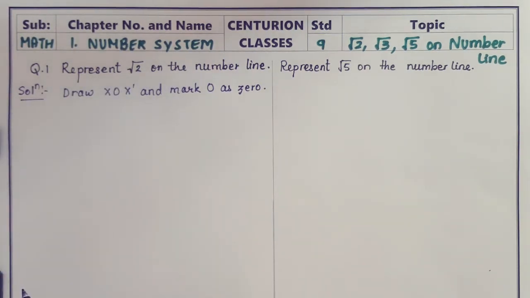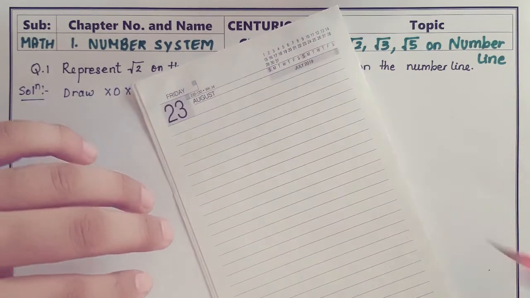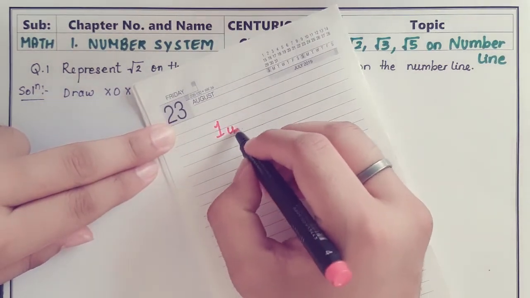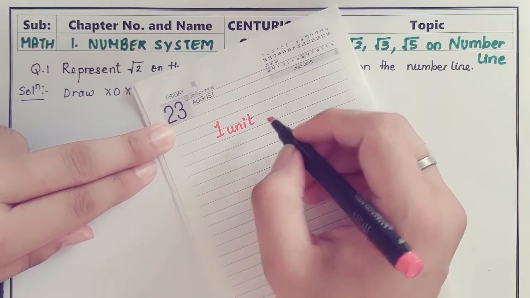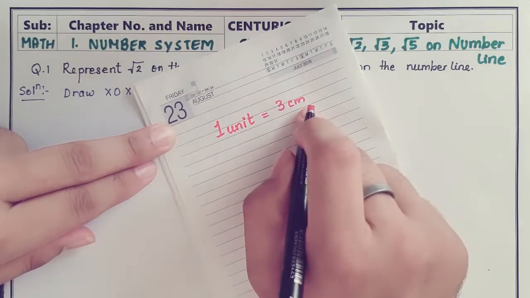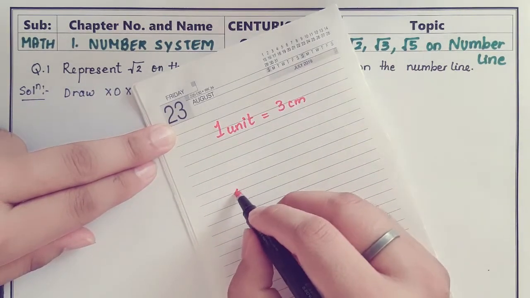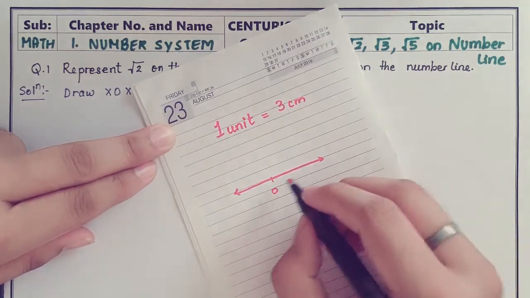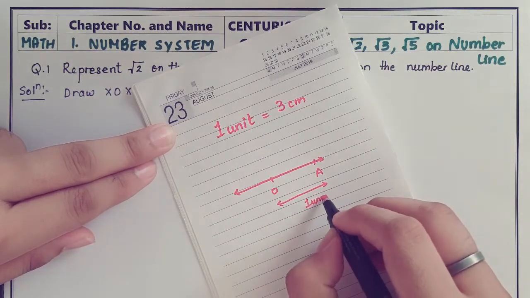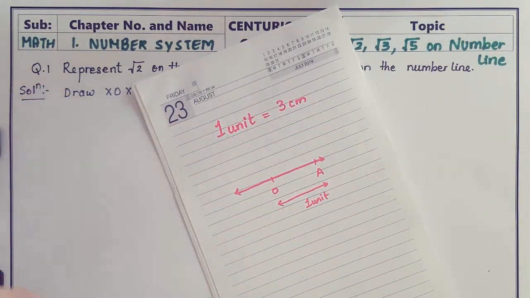Okay, now I'll be talking about taking the unit because this is root 2. If I take 1 centimeter, then it will be very small. So we are going to take 1 unit as 3 centimeter. Fine, so 1 unit is 3 centimeter. If this is my 0, then 3 centimeter will be here, but we'll consider this as 1 unit. Make sure that you understand this point.